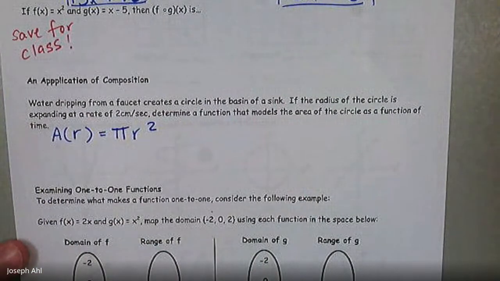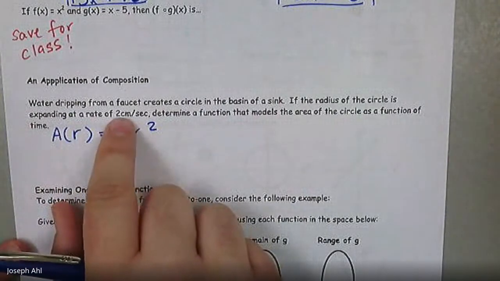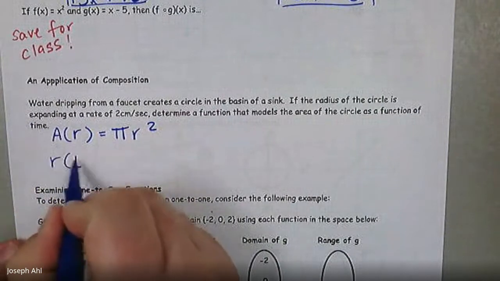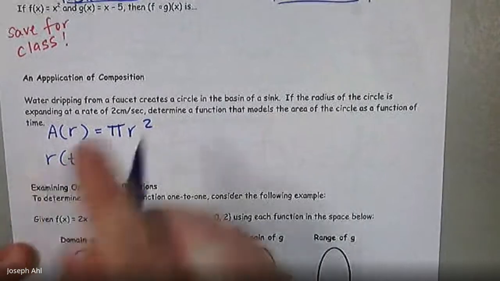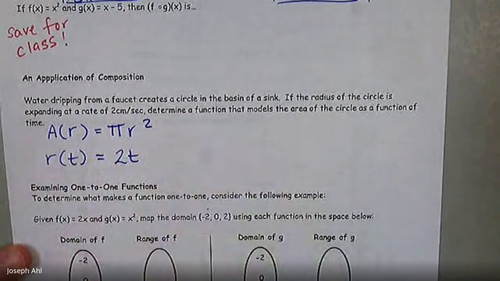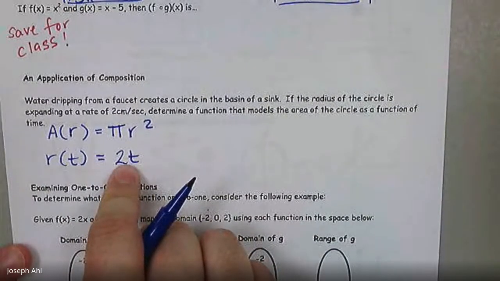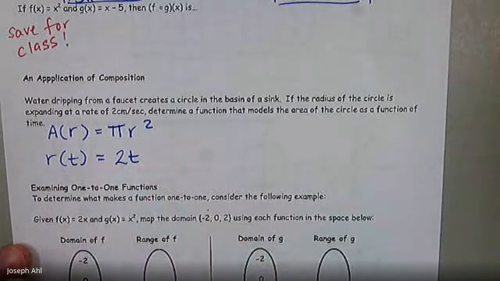and you'll see why in a minute. Okay. Now, what we're saying is that that radius is changing as time goes on. It's expanding at a rate of 2 centimeters per second. So we can define a function called r of t. This is the radius as a function of time. And I know that that's 2t. So as time goes on, if this is in units of centimeters here, this would represent the radius of the circle as time goes on.